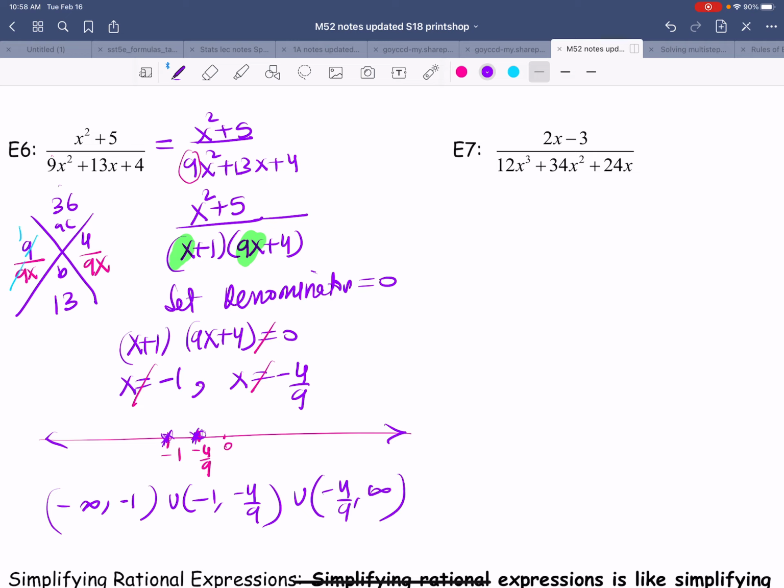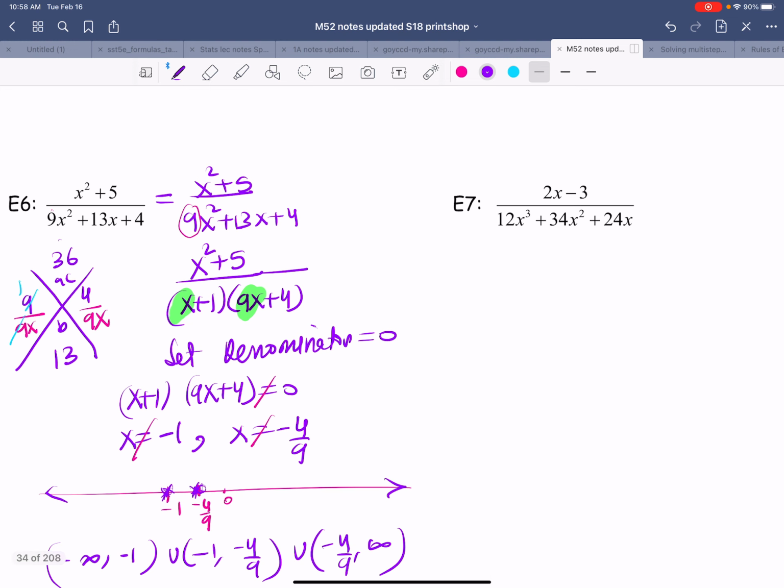Okay. Was 0 a troublemaker here? Not really. If x becomes 0, your denominator is 4, which is totally fine, which is okay. Having 4 in the denominator, it's still a real number. It's not going to be making your expression undefined. Let's check out number 7.